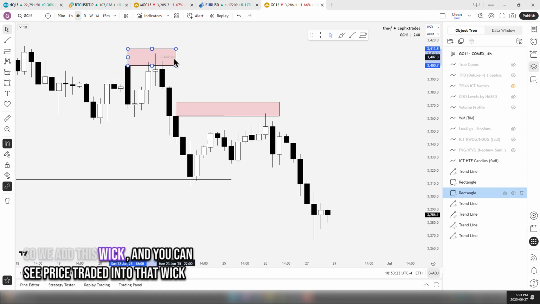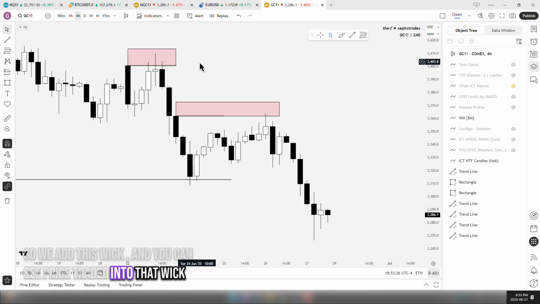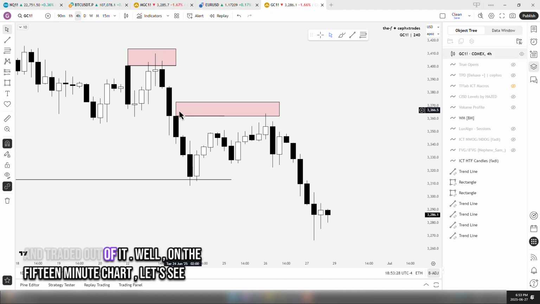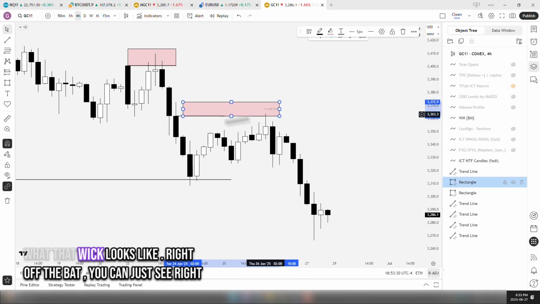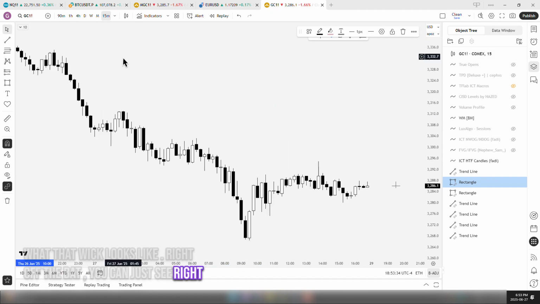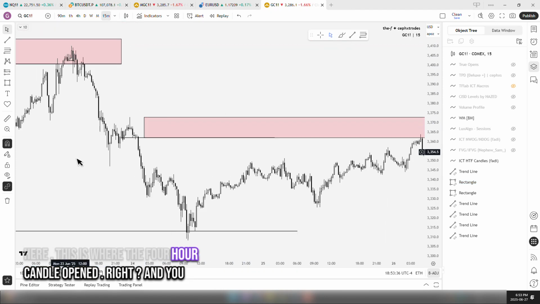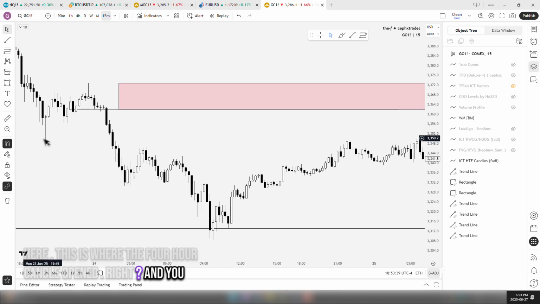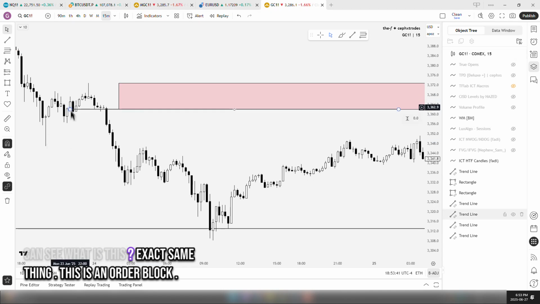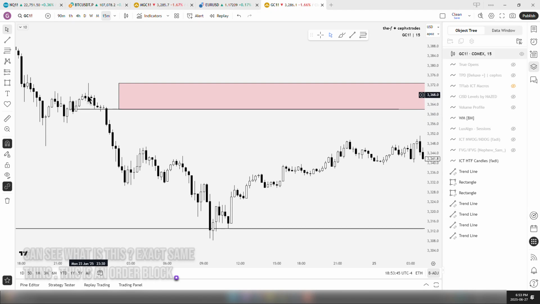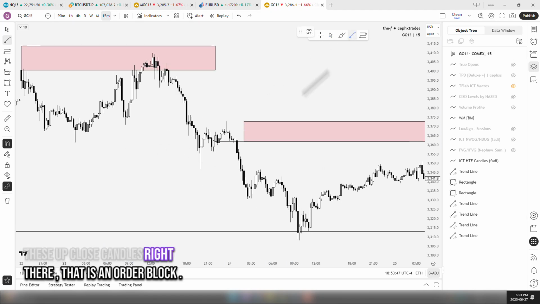So we had this wick, and you can see price traded into that wick and traded out of it. Well, on the 15-minute chart, let's see what that wick looks like. Right off the bat, you can just see right here, this is where the 4-hour candle opened, right? And you can see, what is this? The exact same thing. This is an order block. These up close candles right there, that is an order block.